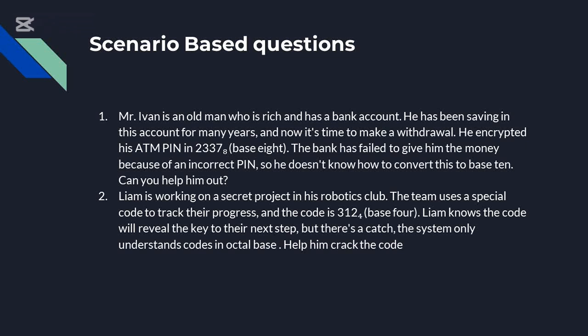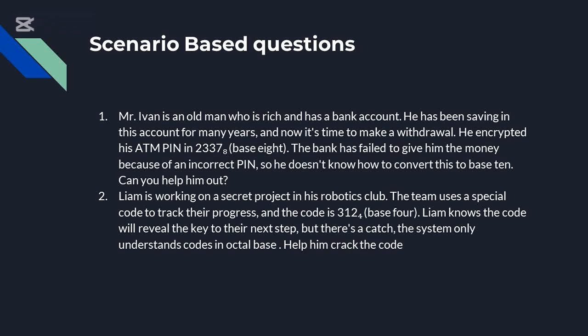So I have the first one. Mr. Ivan is an old man who is rich and has a bank account. He has been saving in this account for many years, and now it is time to make a withdrawal. He encrypted his ATM pin as 2337 base 8. The bank has failed to give him the money because of an incorrect pin, so he doesn't know how to convert this to base 10. Can you help him out? So I expect you to answer that task.